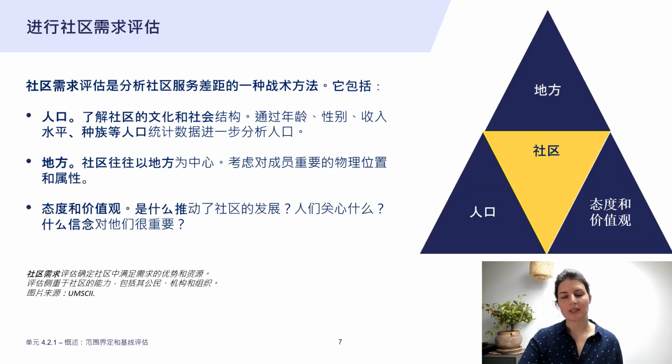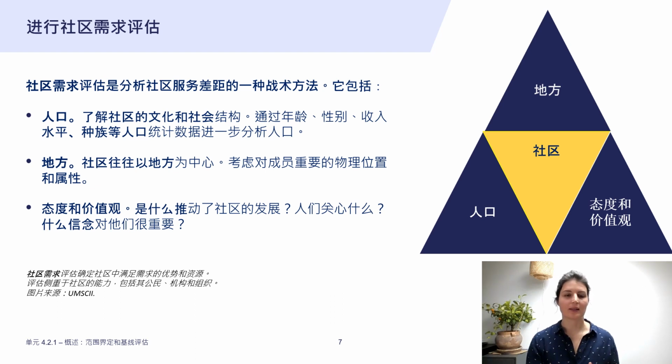A community needs assessment can also be conducted. This is a tactical way of identifying gaps in community services. It determines the strengths and assets available. It helps planners appreciate what they have to accomplish and the steps they need to take.